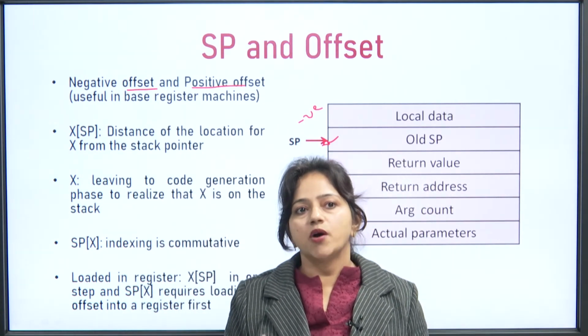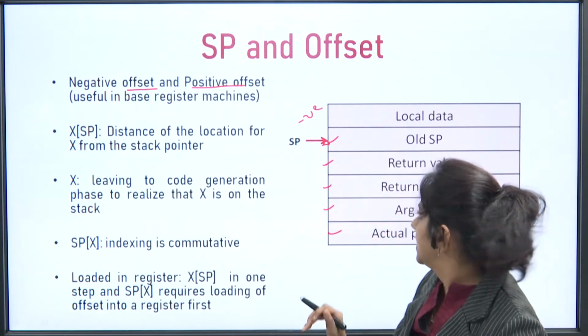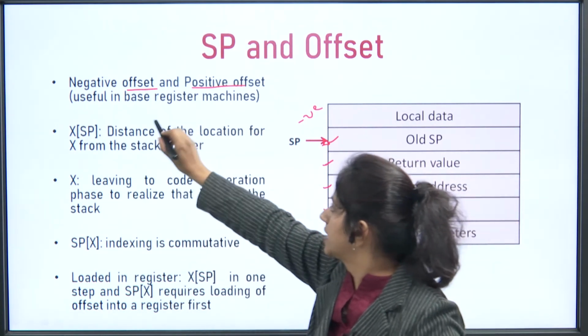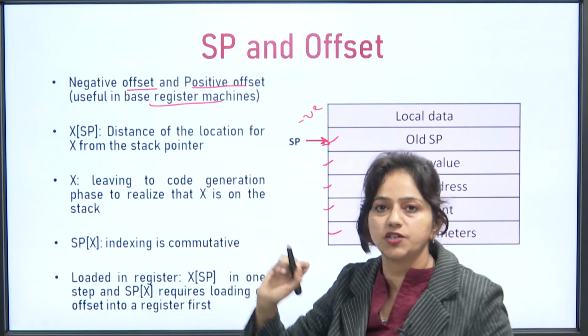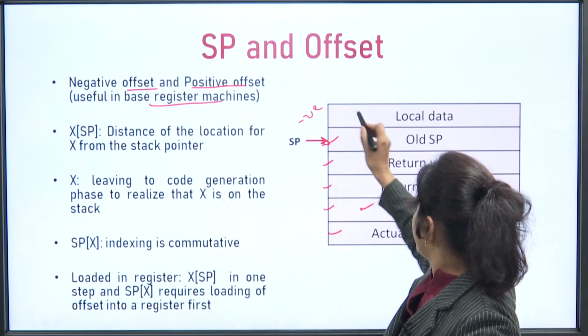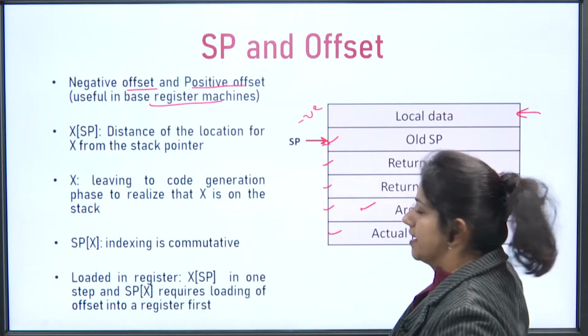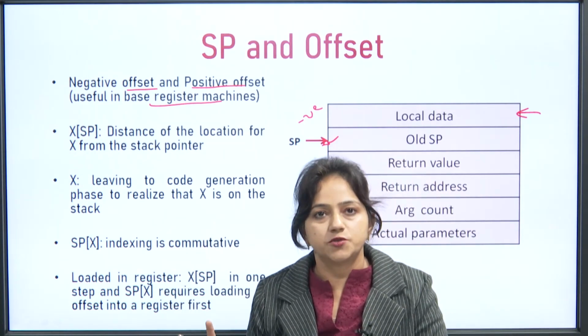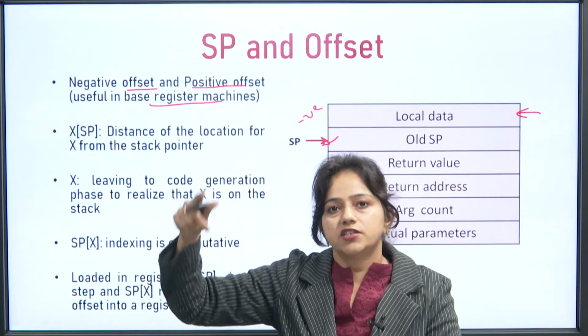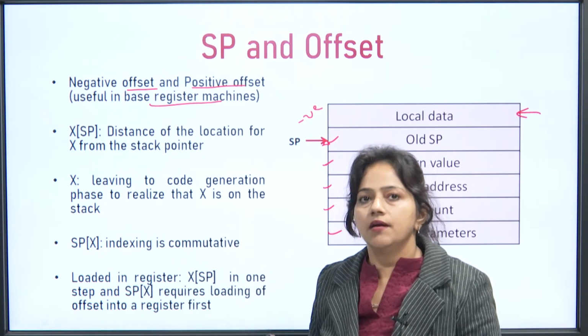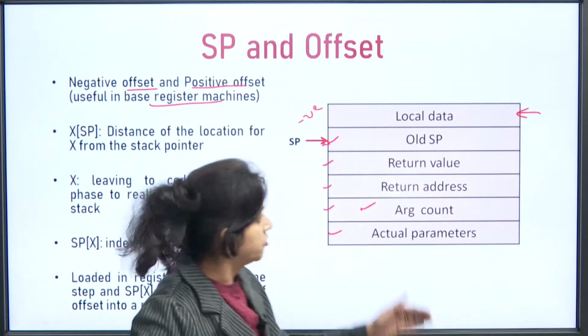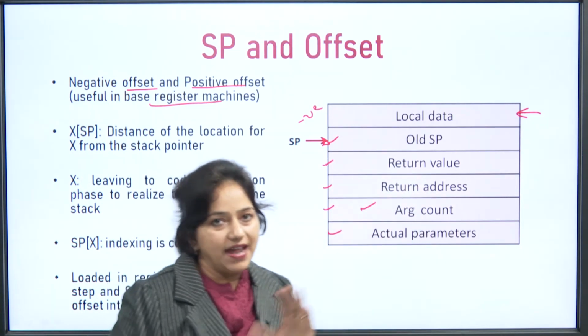Now, next is the positive offset. A positive offset is useful for base register machines, where the stack pointer will point over here and there will be no concept of negative offset. Every time we will be using the positive offset to fetch the respective values.